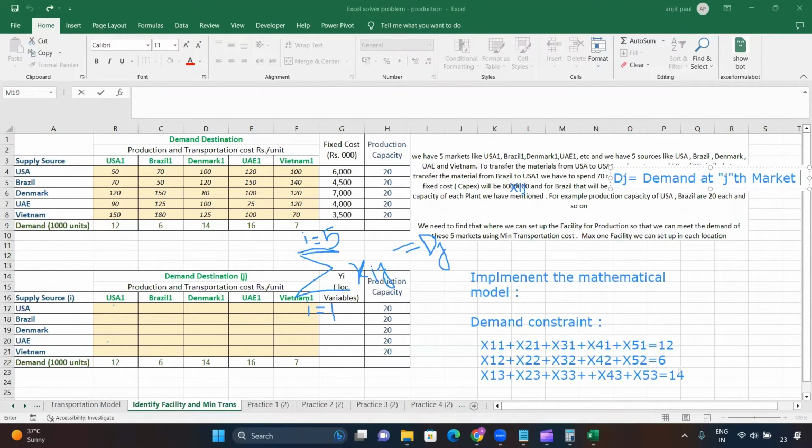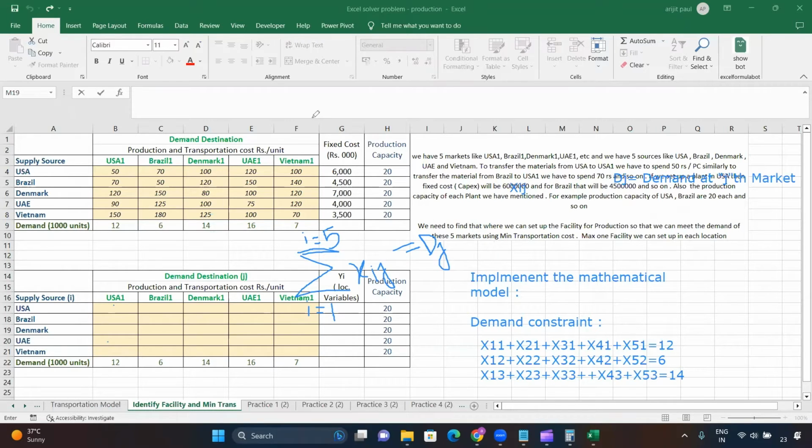What are 12, 6, and 14? 12 is the demand for USA market. 6 is the demand for Brazil market. And 14 is the demand for Denmark market. So we can mention here summation i equals 1 to i equals 5, Xij equals dj. So this becomes our compact mathematical model for demand constraint.